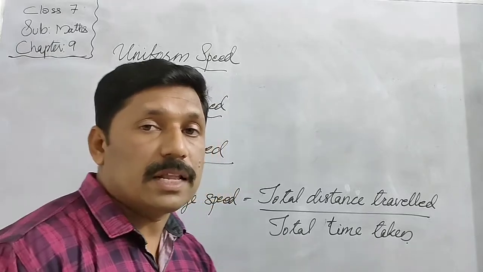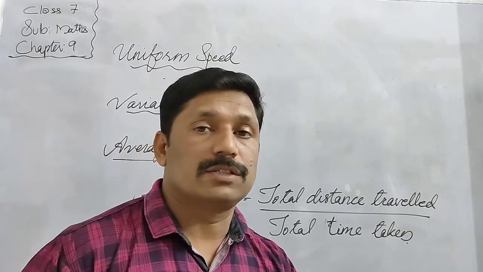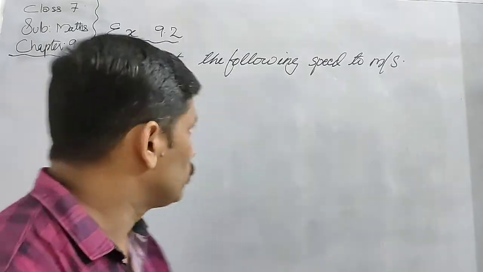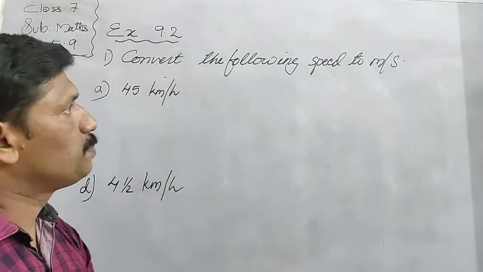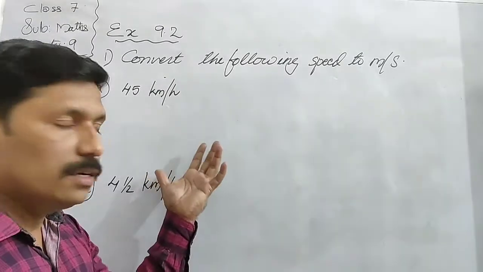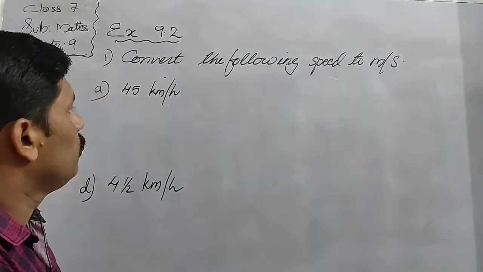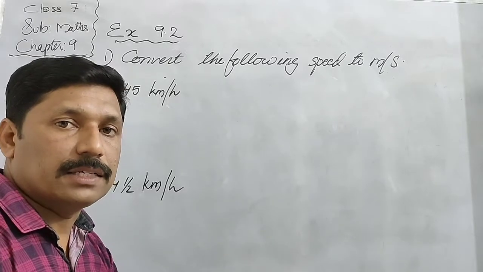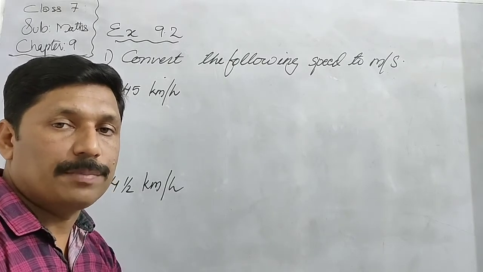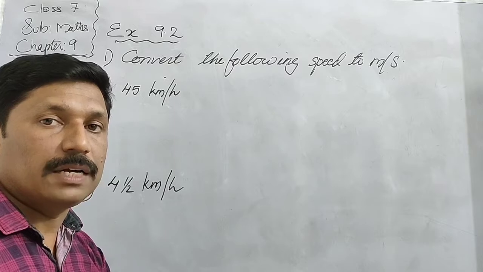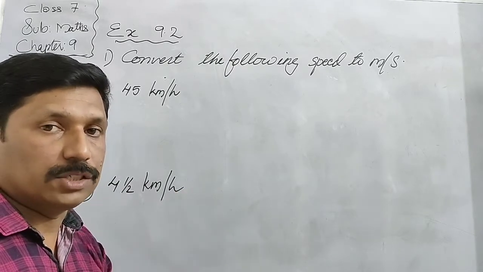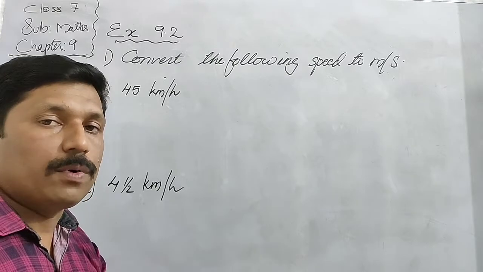Okay students, these are the important terms and formulas relating to speed. Now we are going to solve the exercise. First question, convert the following speed into meter per second. Here speed is given in kilometer per hour. We have to change it to meter per second. So I have explained that in order to change kilometer per hour into meter per second, we have to multiply that number by 1000 upon 3600, or 5 upon 18.